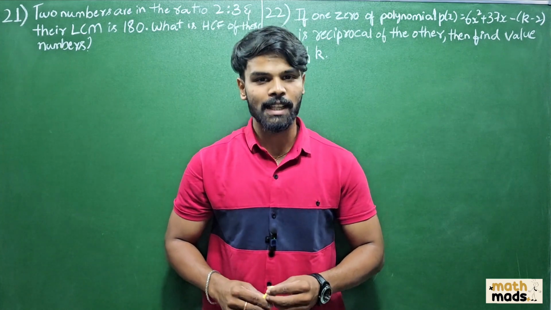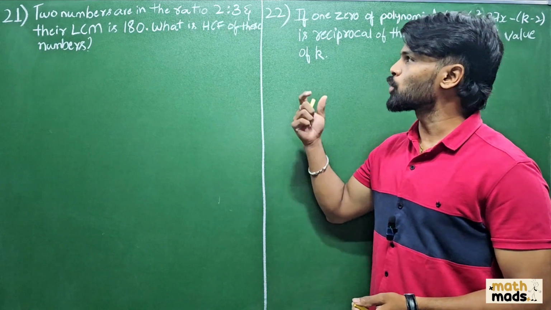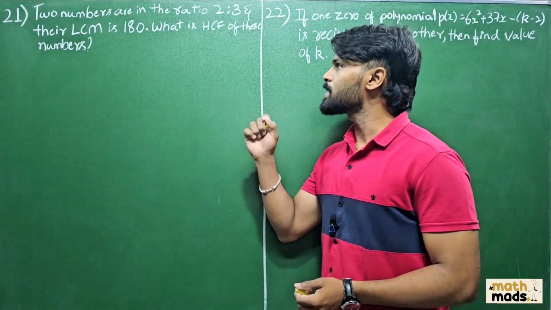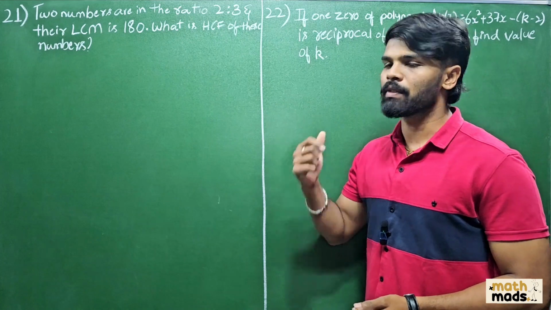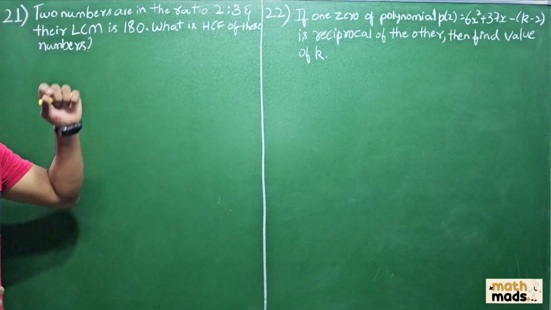Today we'll be solving some section B questions. The first question is like this. Two numbers are in the ratio 2:3 and their LCM is 180. What is the HCF of these numbers? So they want us to find the HCF of the numbers given the LCM.